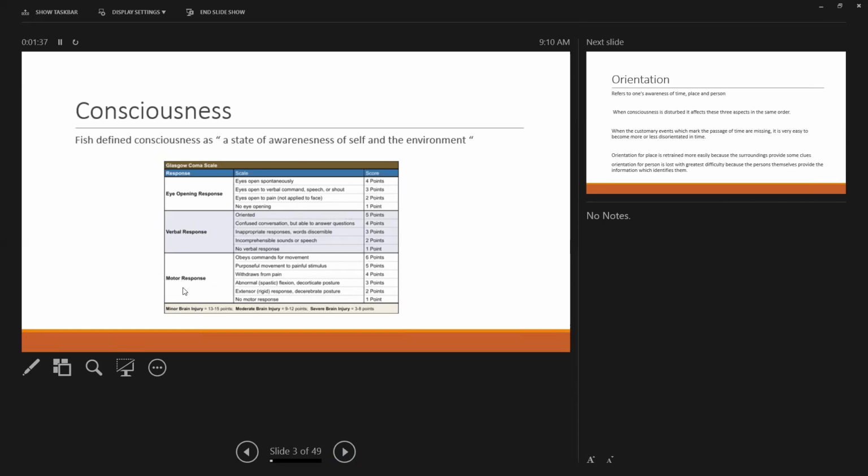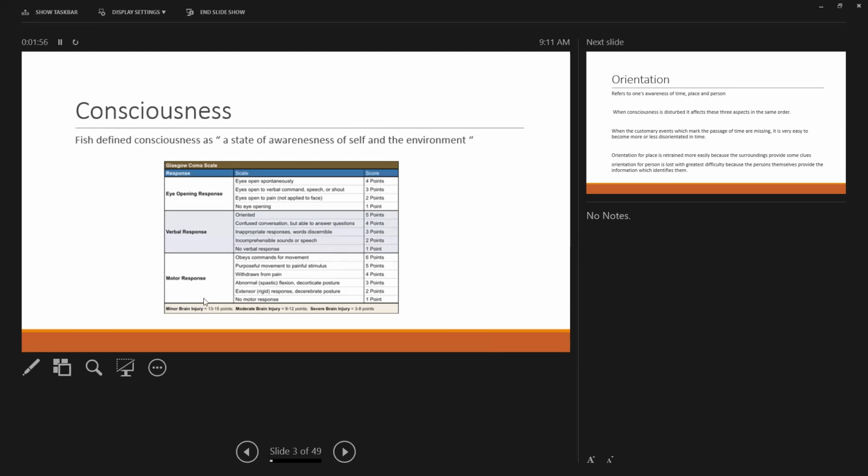Then verbal response. If the patient is oriented, it is 5 points. If there is confused conversation but the patient is able to answer questions, then it is 4 points. Inappropriate response or words in disarray, 3 points. Incomprehensible sounds, then 2 points, and no verbal response is 1 point.